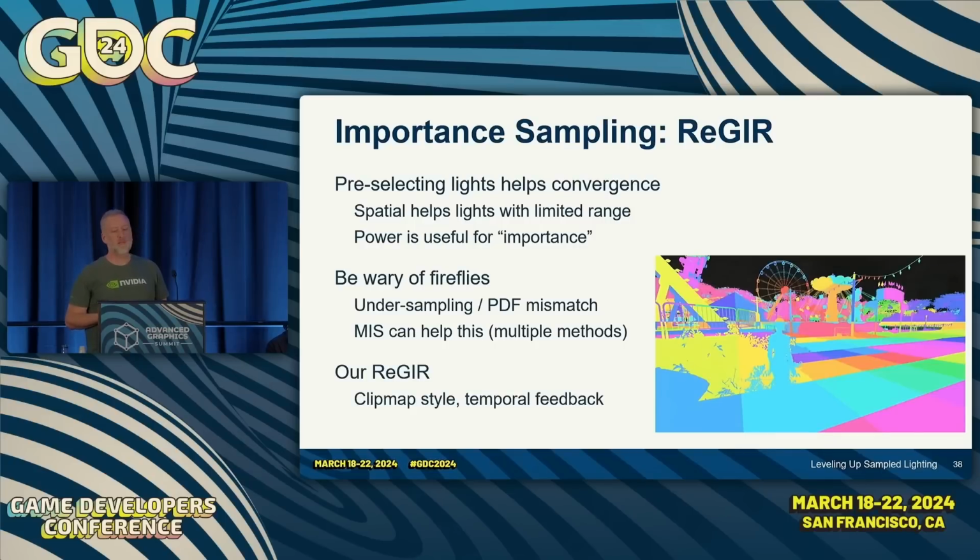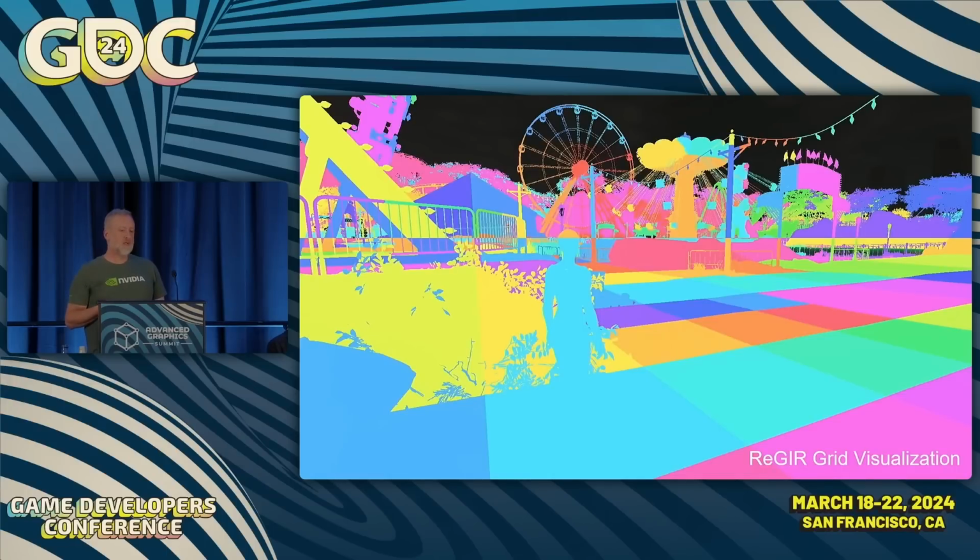So our ReGIR implementation looks a little bit like this. That's the amusement park scene. And we're using a clip map style grid with some temporal feedback. So this is what it looks like, and each of these different colored cells is a different cell in our ReGIR grid, where we are pre-selecting a bunch of lights, and we're using temporal feedback to refine them as we run through the scene, basically.